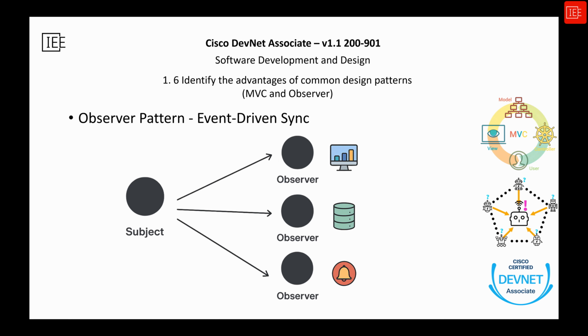The first one is scalability. You can add or remove observers at any time without changing the subject's code. The second advantage is flexibility. Multiple observers can each respond to the same event in different ways. For example, one might log the data, another might update a dashboard, and another might trigger an alert.